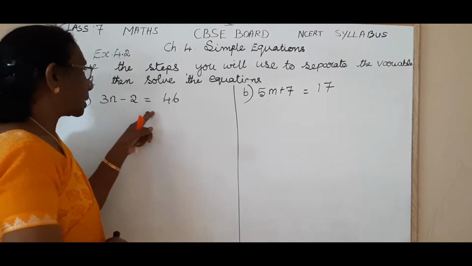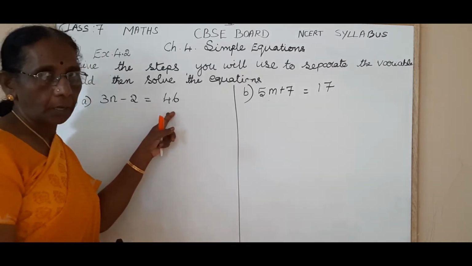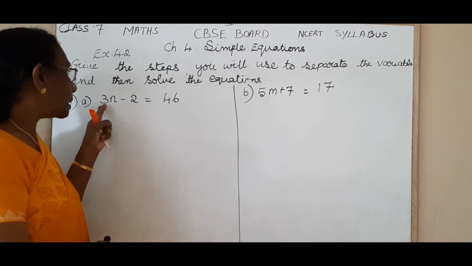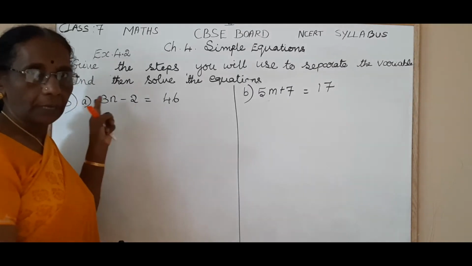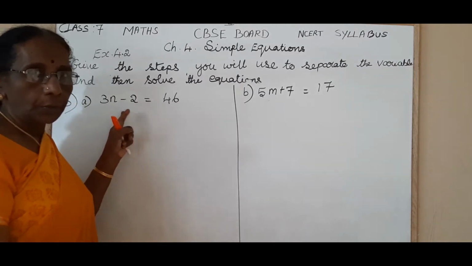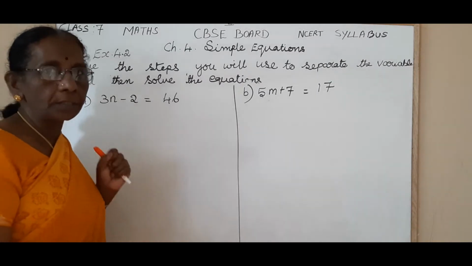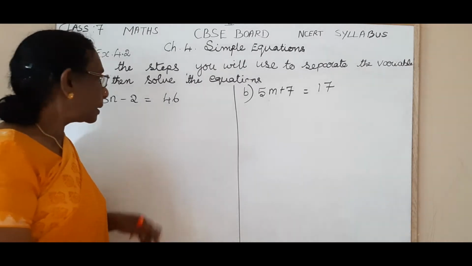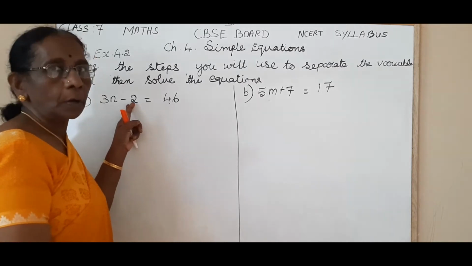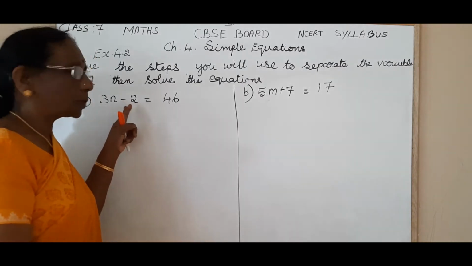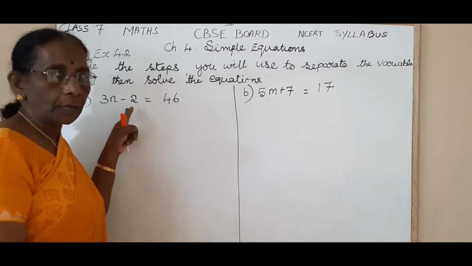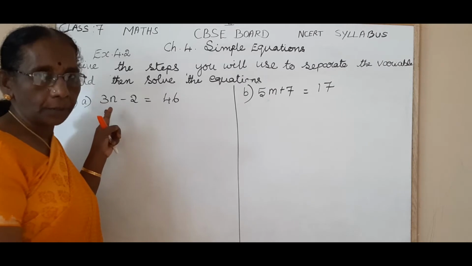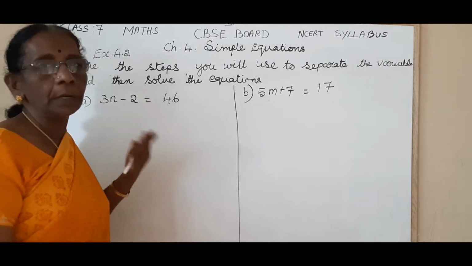So what is the given equation here? 3n minus 2 is equal to 46. What are the constants on the left hand side? 3 and 2. We have to eliminate 3 and 2. Among the two numbers, which step will you do first? To eliminate 2, we have to do the opposite. It is subtraction, so we have to add 2. And here it is multiplication, so we have to divide. So which operation will you do first?